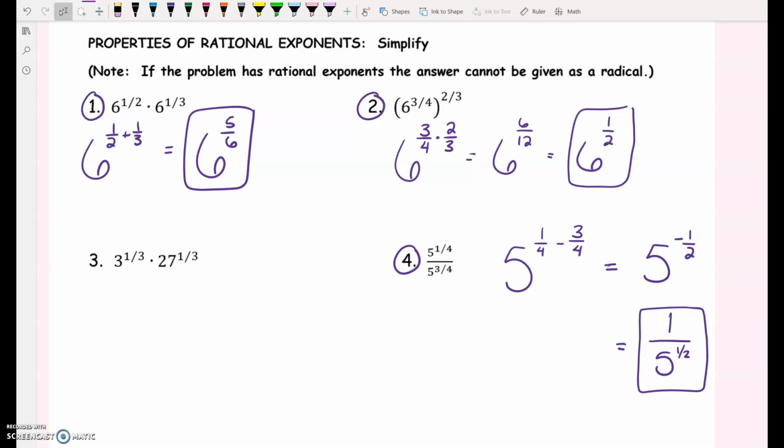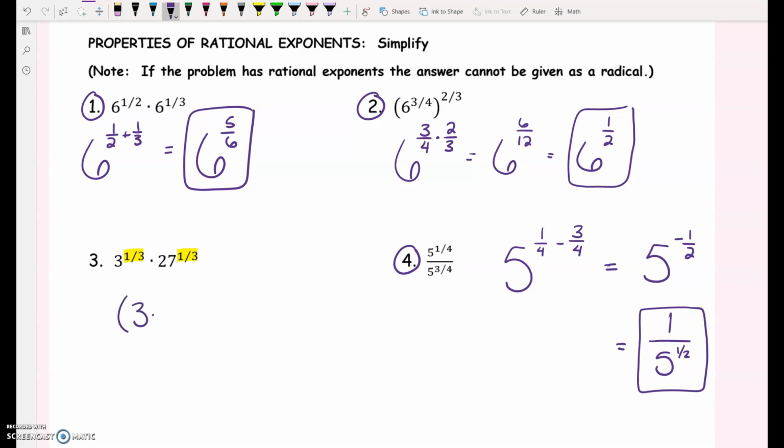Number 3, it says multiply, so we think multiplication, we're going to add the exponents. But to do that property, the 3 and the 27 would have to be the same number. Do you see how 3 and 27 are not the same number? The only thing that these do have in common is that they both have an exponent of 1/3. We're going to use that property backwards.